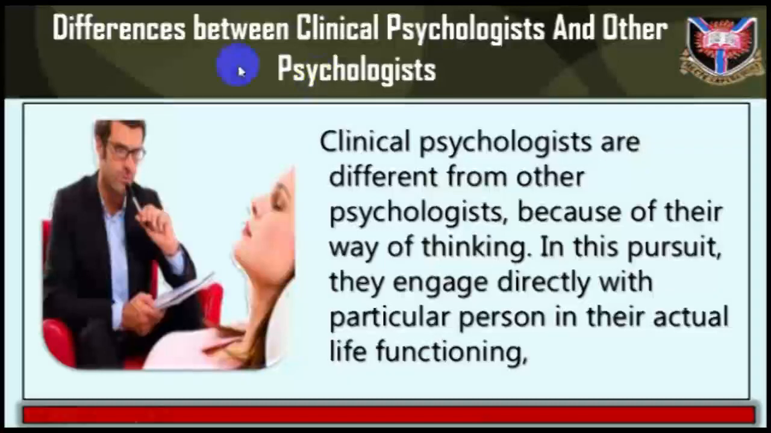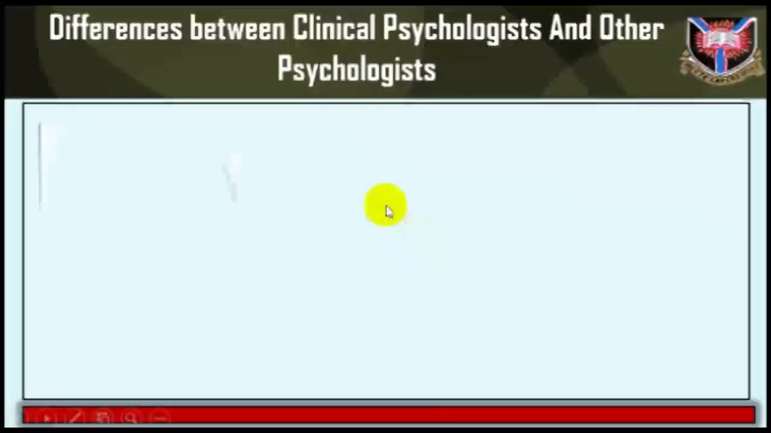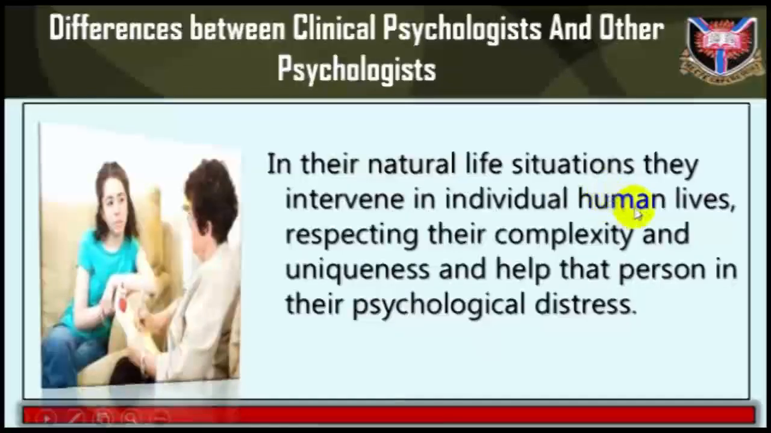What best distinguishes the clinical psychologist from his fellow psychologist? It is more a way of thinking, the clinical attitude that emphasizes particular subject matters or techniques. Clinicians are concerned with understanding and helping individuals in psychological distress. In this pursuit, they engage directly with the particular person in their actual life functioning, in their natural life situations. They intervene in individual human lives.